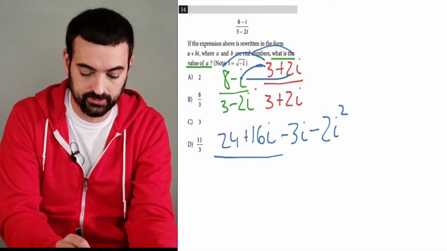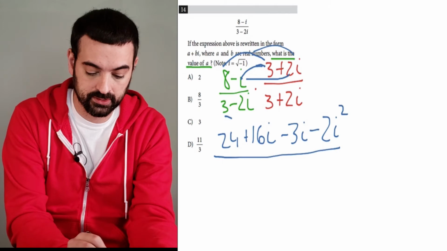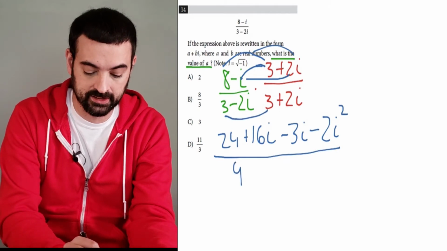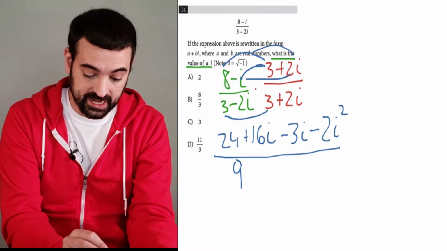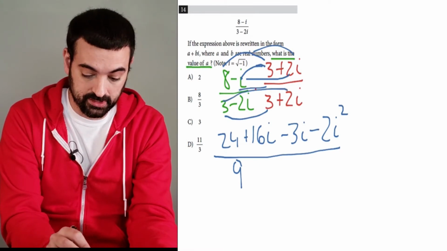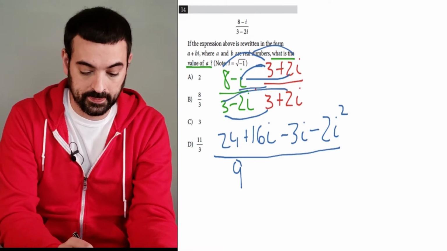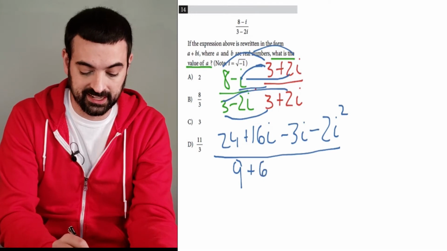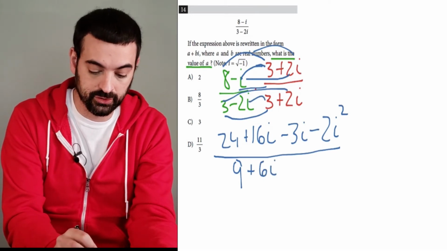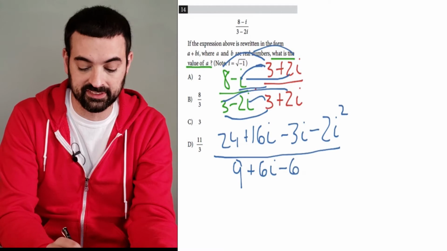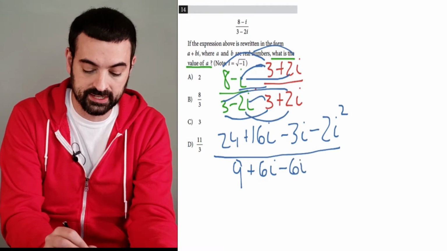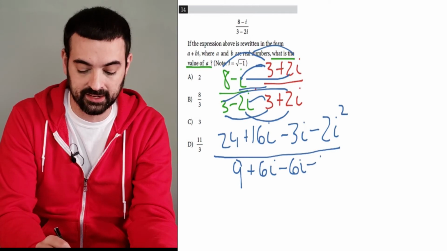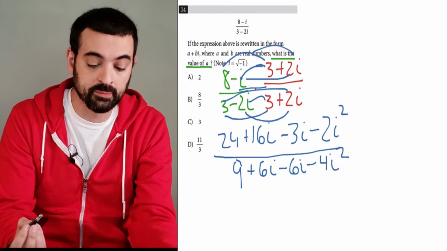Now let's FOIL out the bottom. 3 times 3 is 9. 3 times 2i is 6i. Negative 2i times 3 is negative 6i. We know those are going to cancel in a moment. And negative 2i times positive 2i is negative 4i squared. So again, we're combining like terms.